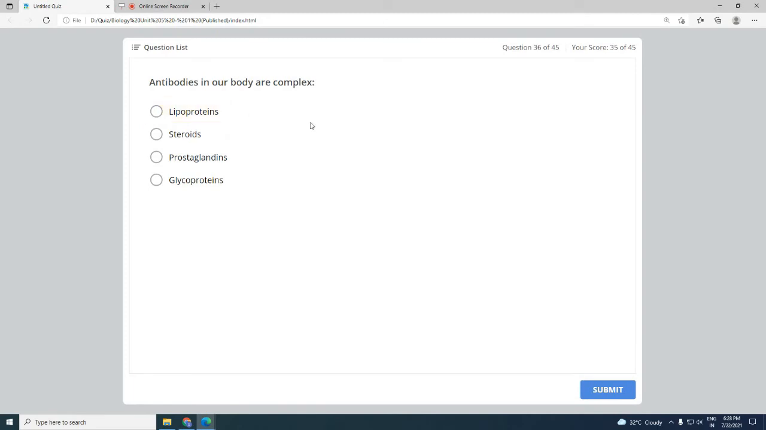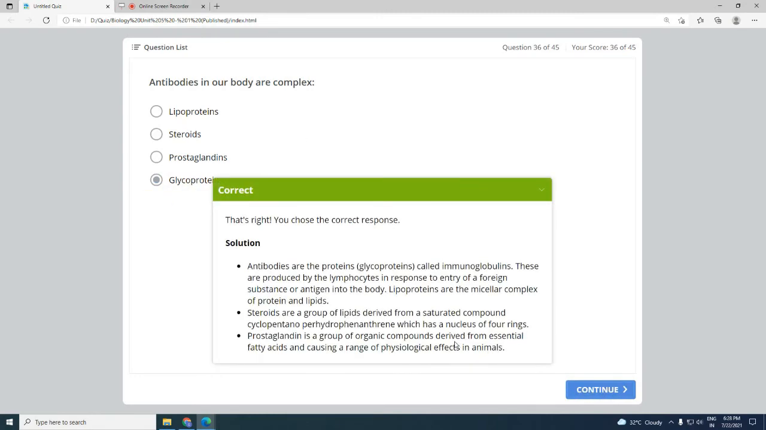Antibodies in our body are complex lipoproteins, steroids, prostaglandins, glycoproteins. Which is the right one? The right answer is glycoproteins. Option D is the right one.